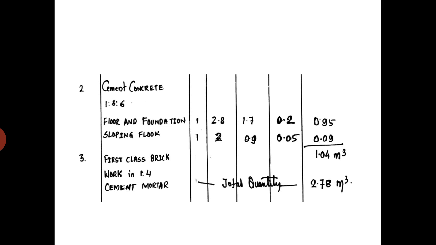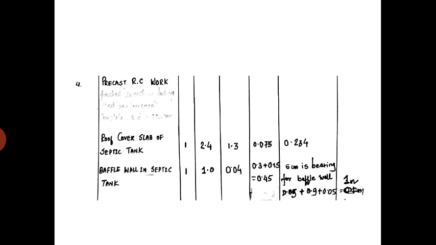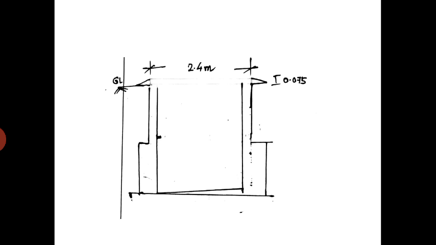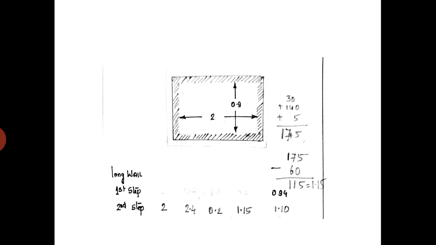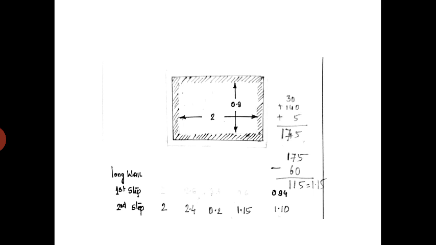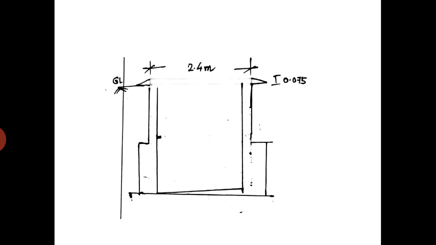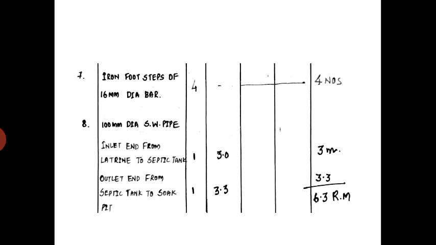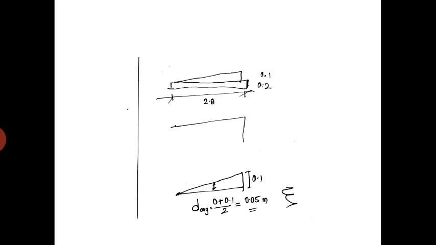Then first class brickwork, the total quantity we have calculated using this diagram as well as this diagram. You can go through these two diagrams in detail. If you have any doubt, just get back to me. And you can see in these two types of walls at the bottom as well as the top. This is how we have calculated the slope of the floor with the triangles.